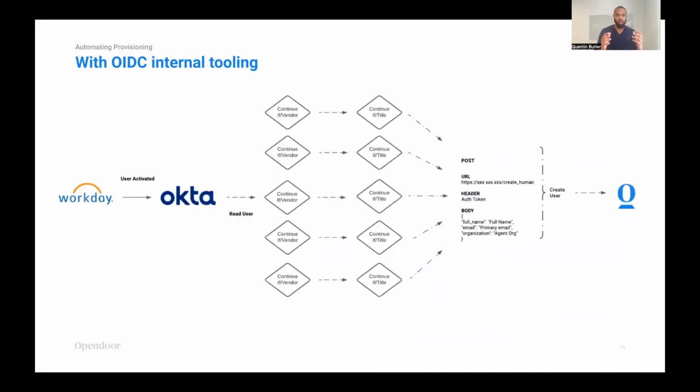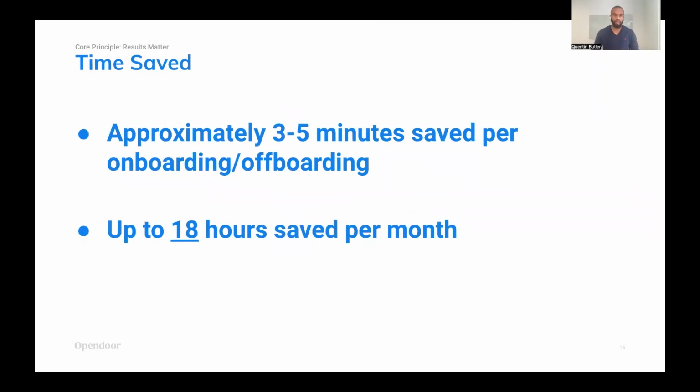Working with our engineering team, we were able to come up with an API where, when the user is imported from Workday into Okta, based on the vendor and the title, we're able to create the account, and we're also able to assign the proper permissions through organization. Time saved, approximately 3 to 5 minutes per onboarding or offboarding, and depending on the hiring forecast, up to 18 hours per month.